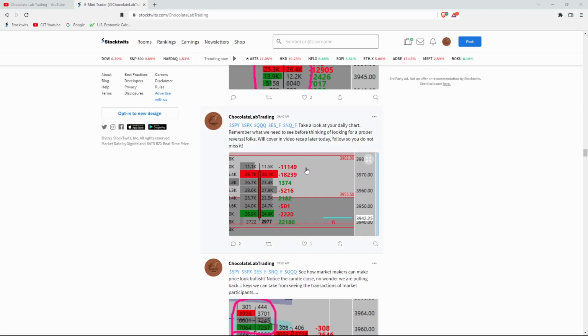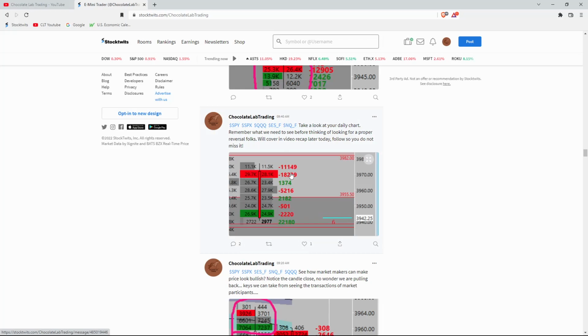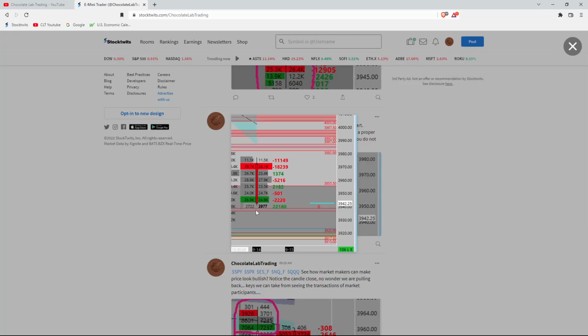So next up, I said take a look at your daily chart. Remember what we need to see before thinking of looking for a proper reversal. So this is now, yes, 10 minutes into the open, and we started coming down. And what do we want to see for a proper reversal? Well, we're going to want to see buyers more active. Yes, we do have a buying imbalance. Yes, it is a big imbalance, a little bit less than 12 times, but we're still transacting a good amount of shares here, and this volume node needs to become bigger because, as you can see, we still have bigger ones above.